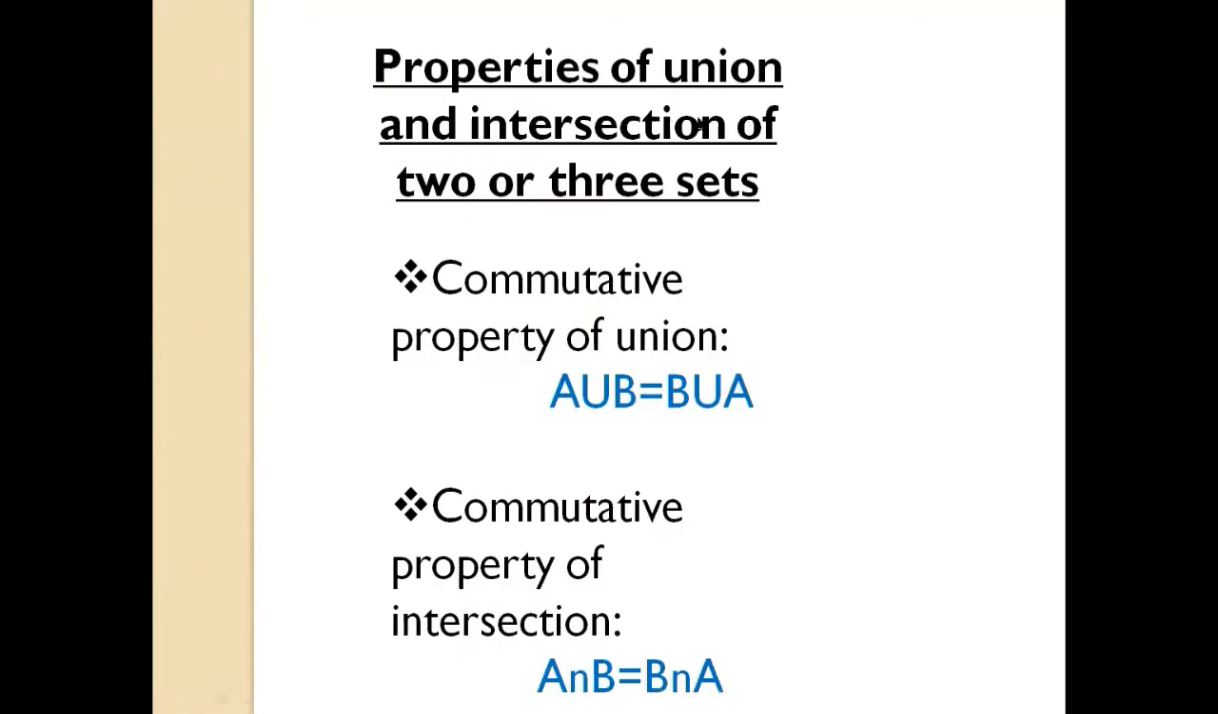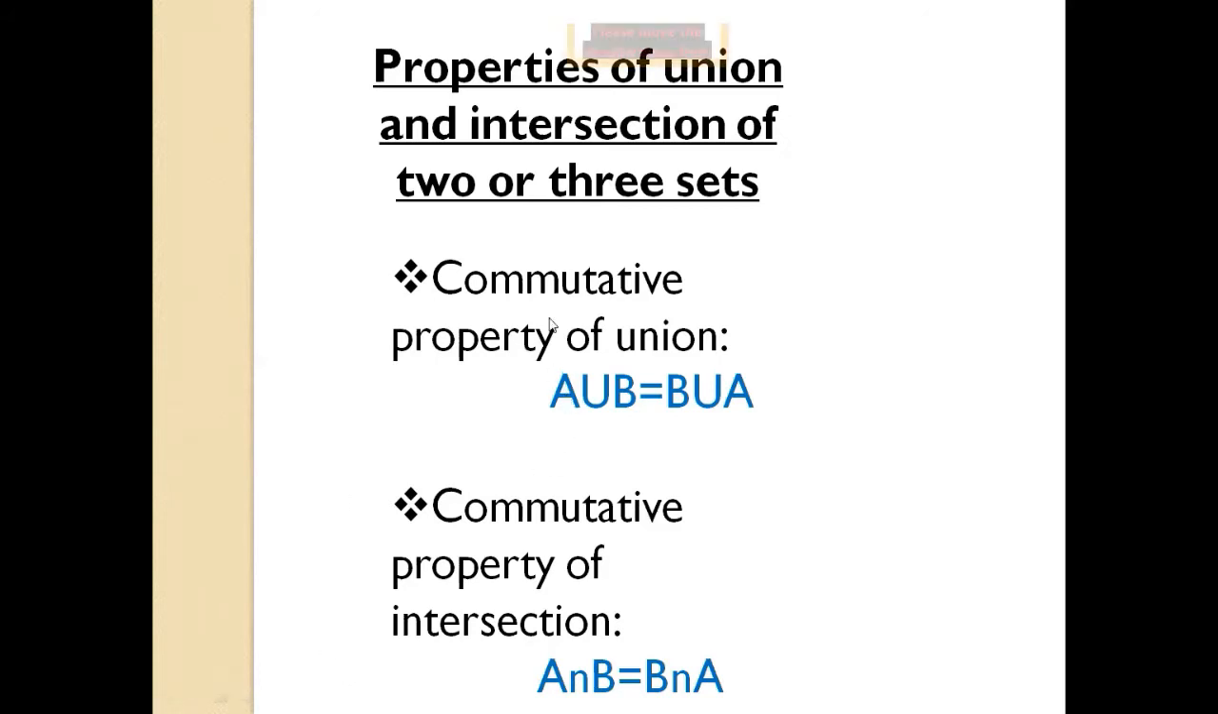Here are the properties of union and intersection of two or three sets. Number one is the commutative property of union, and the commutative property of intersection. The most important thing is that the commutative property is for only two sets. We use the commutative property for two sets.